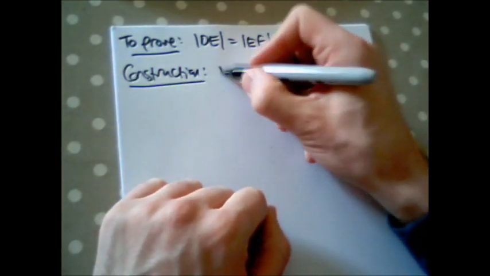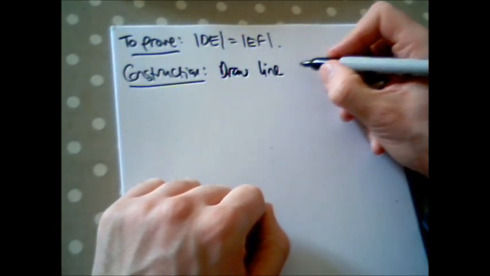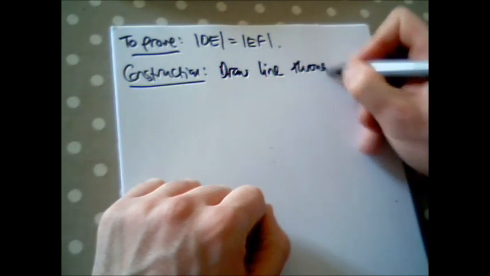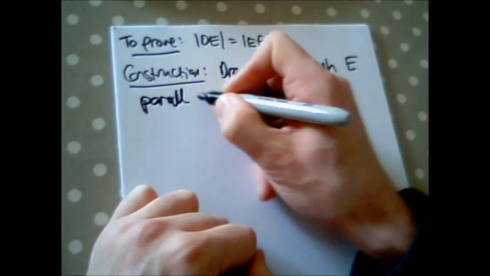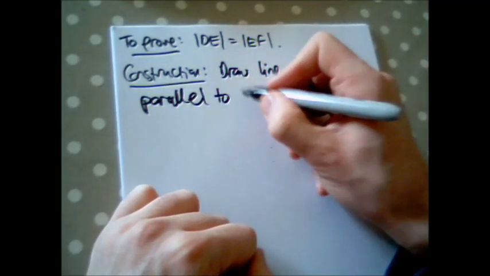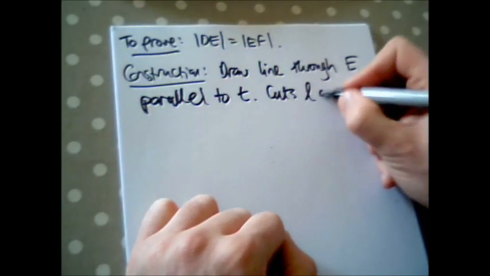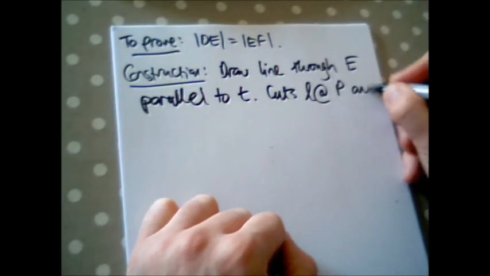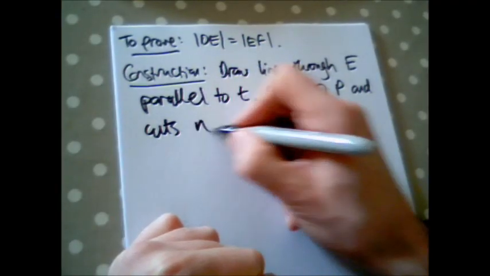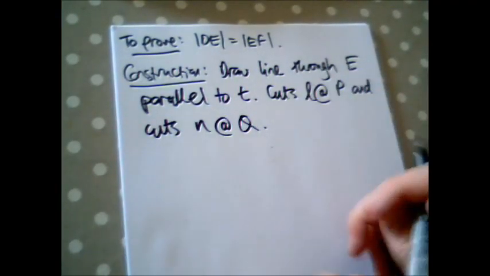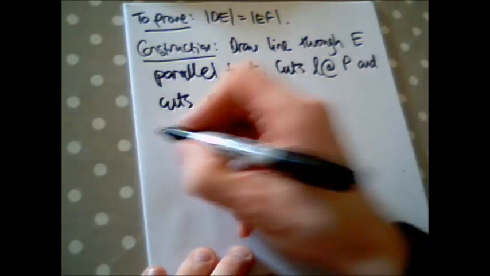So the construction is: draw a line through E parallel to T, and this cuts L at P, and it cuts N at Q. So that's just labeling the P and the Q that we have in the diagram. Okay, so that's the construction. So now the proof.